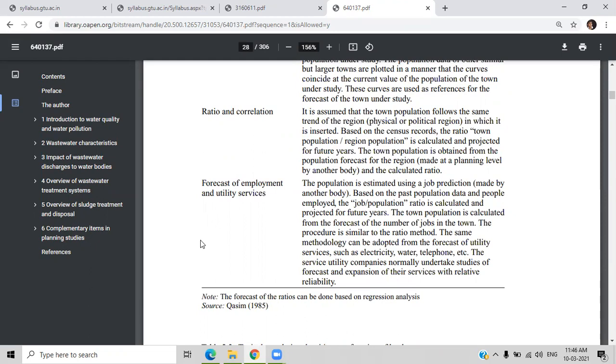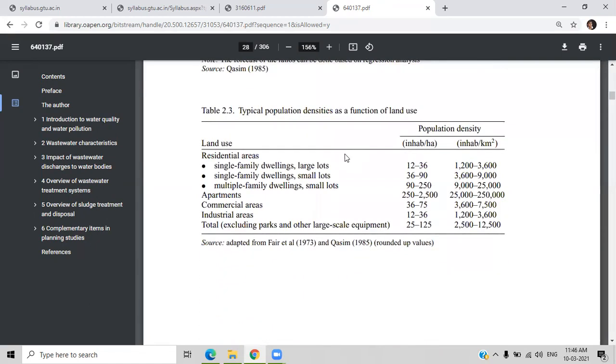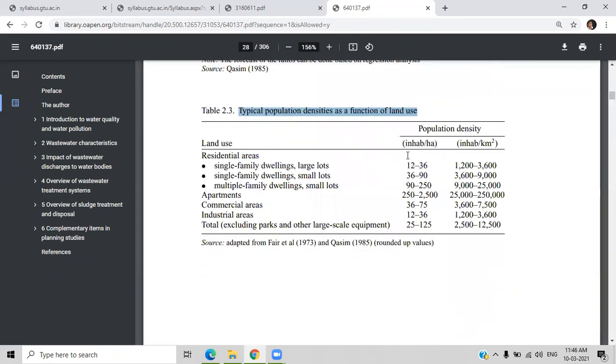The same methodology can be adopted for the forecast of utility services such as electricity, water, telephone, etc. The service utility companies normally undertake studies of forecast and expansion of the service with relative reliability. So this is a typical population density as a function of land use.